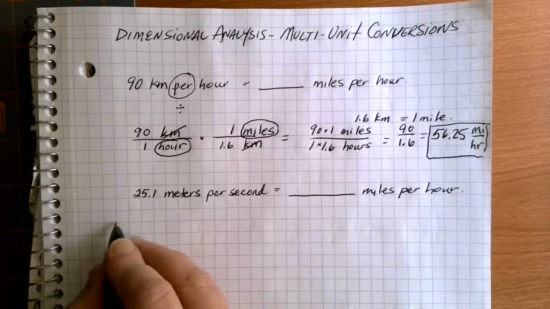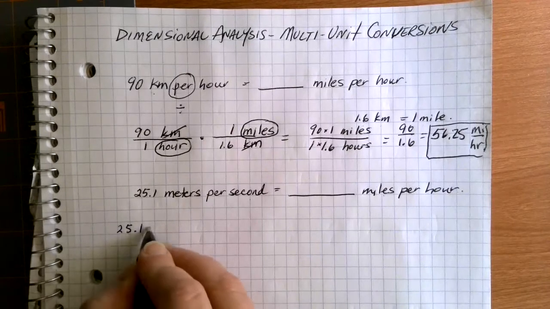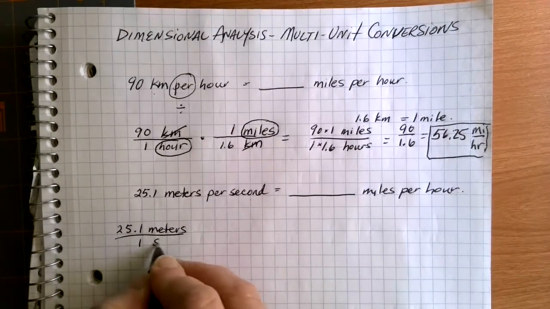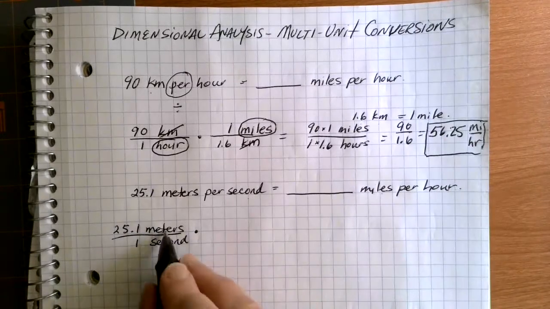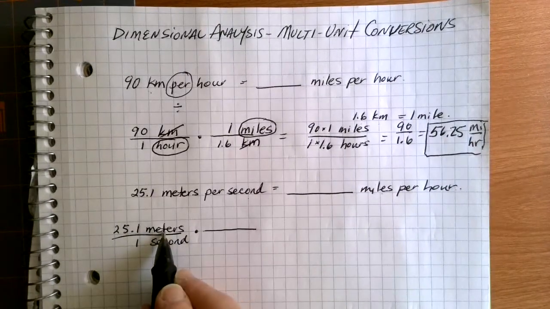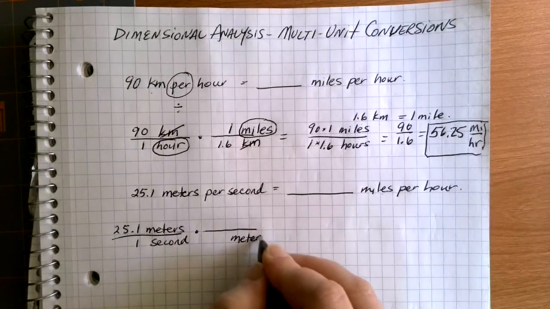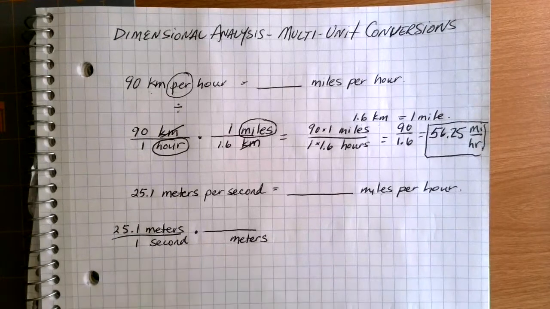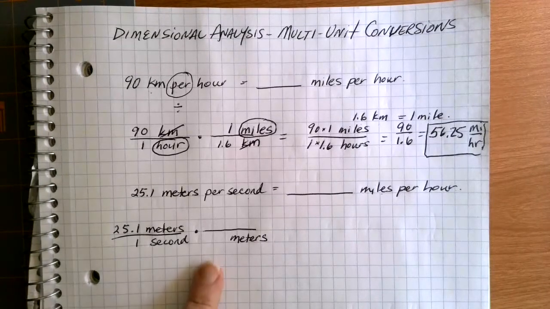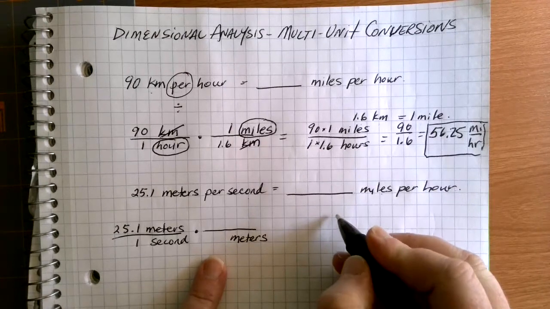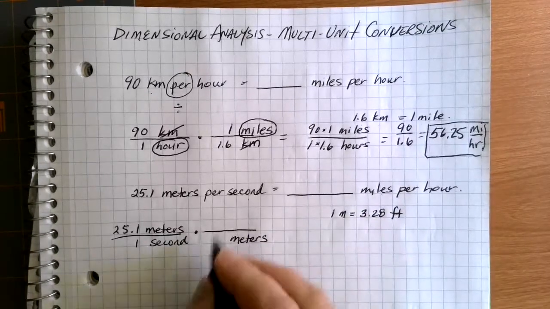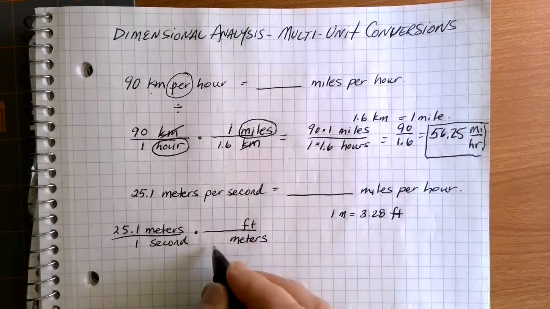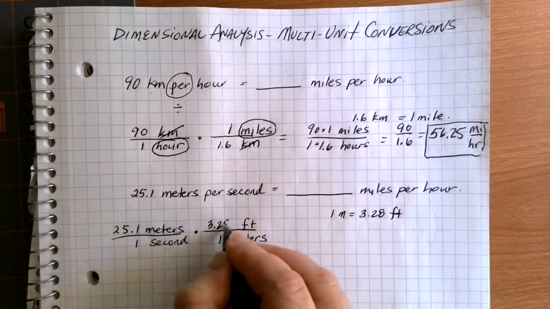To start out, we always start by writing the value that we know. In this case, we have 25.1 meters per 1 second. Then we want to multiply by a series of fractions that will get us to miles per hour. Let's start by getting rid of the meters. Right now, the meters are on top, so if I want them to divide out, I need to put them on the bottom. I can go from meters into feet using one of the conversions that we have listed on the conversion table. 1 meter is equal to 3.28 feet. Okay, so I can go from meters to feet. 1 meter is 3.28 feet.